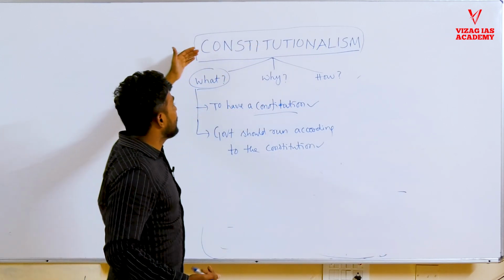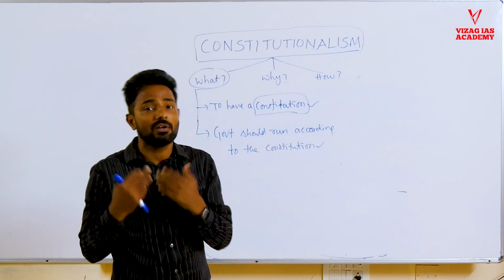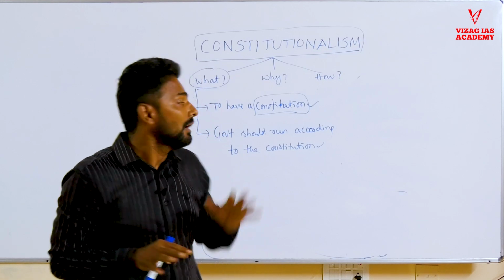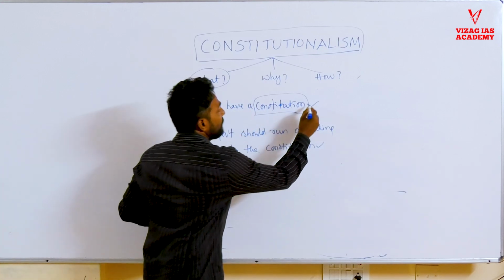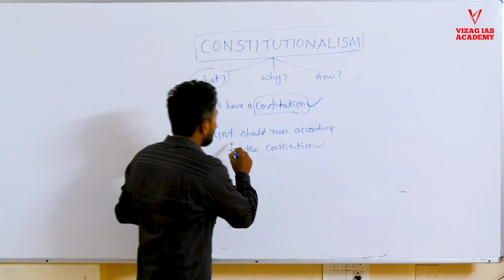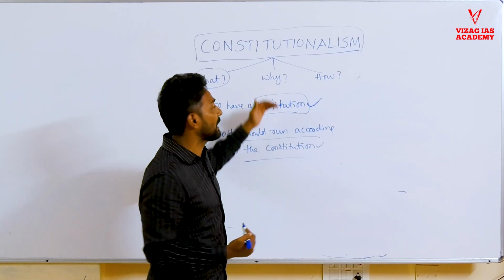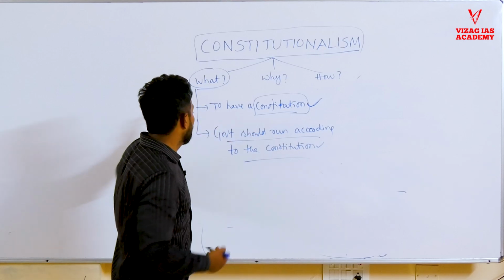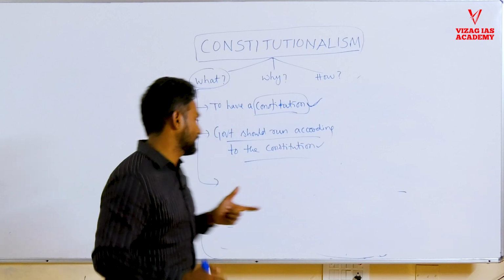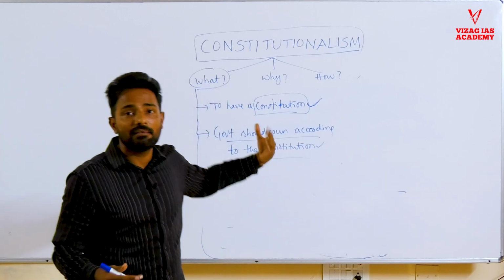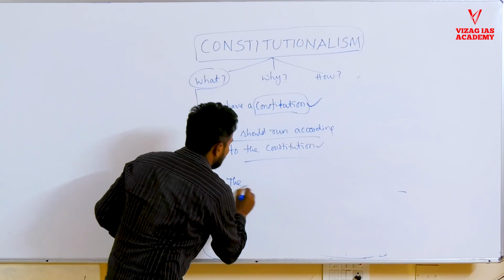But if we have a constitution, we cannot say that constitutionalism exists; for constitutionalism, a constitution must exist. So first we should have a constitution, and the second thing, the government should run according to the written constitution. The state should function according to the constitution we have written. But how should the state function? It should not wield unlimited powers. It should have limited powers, the third point which we discussed under constitution.